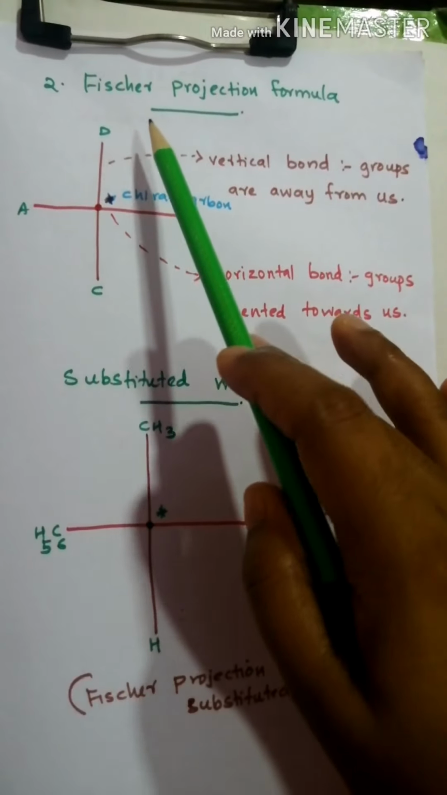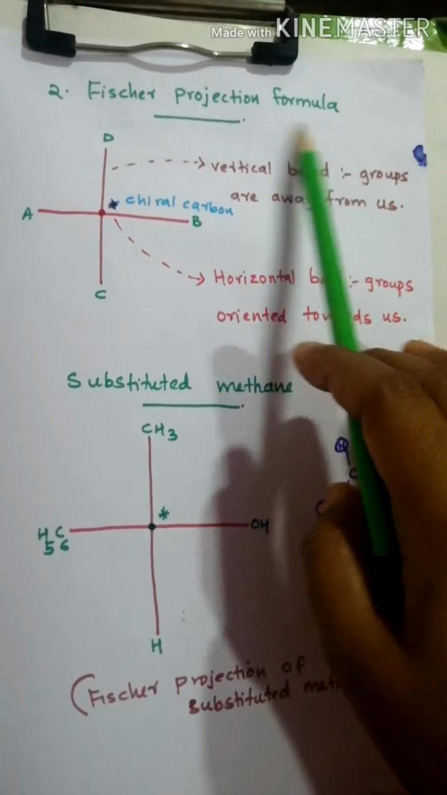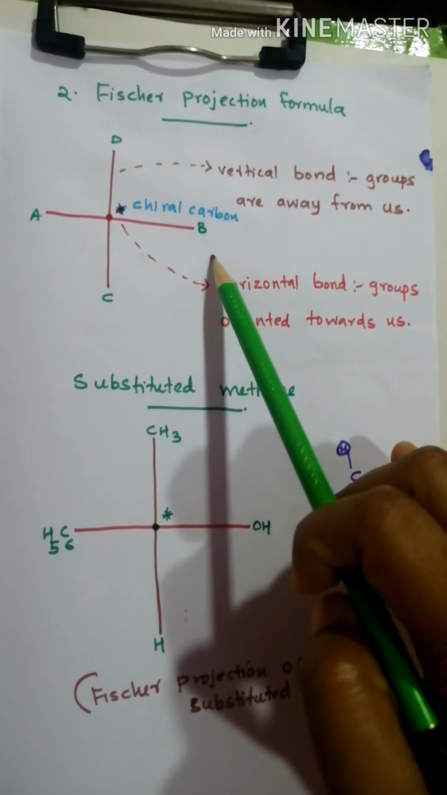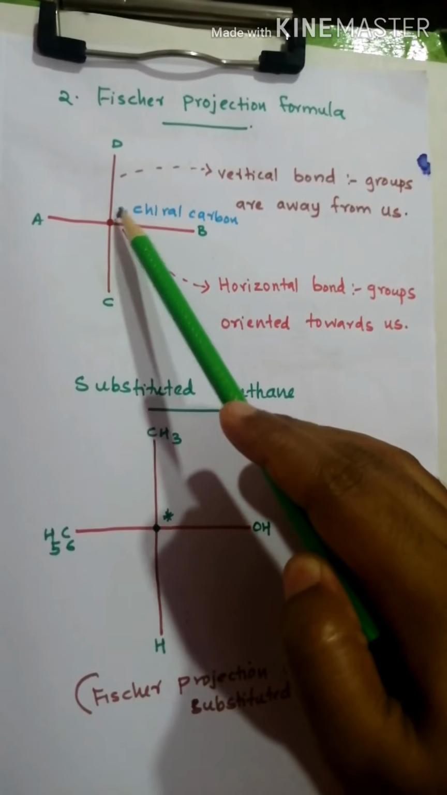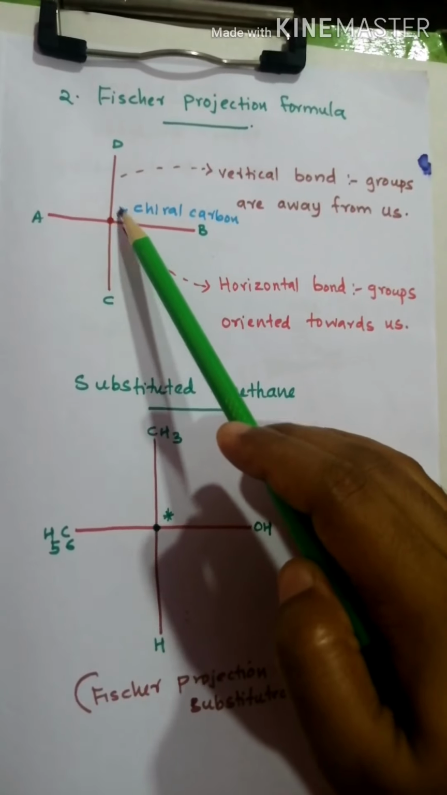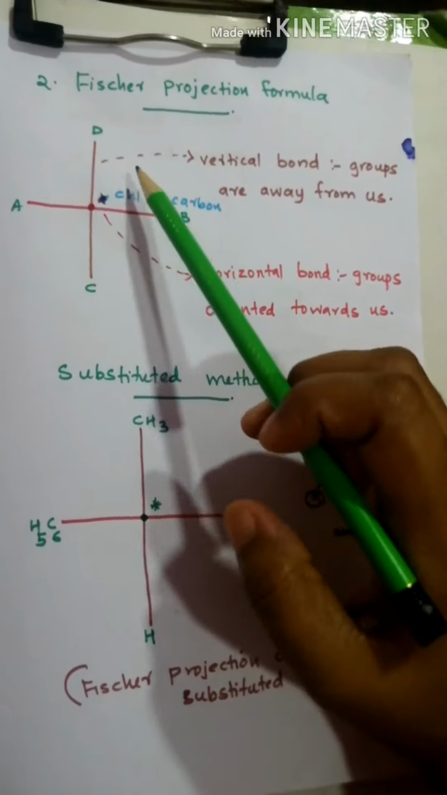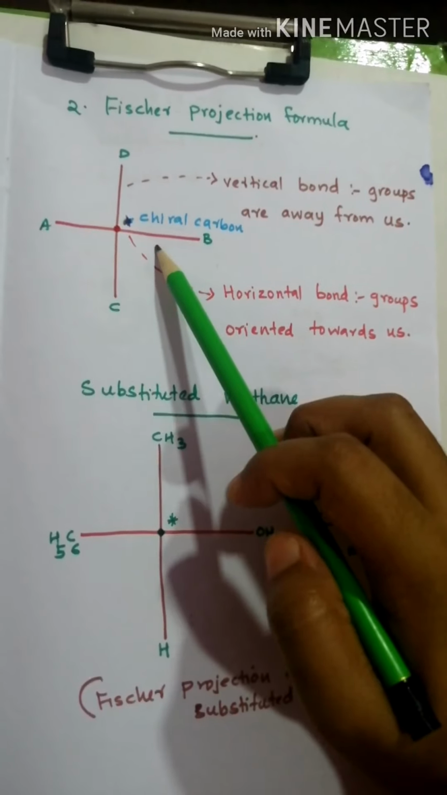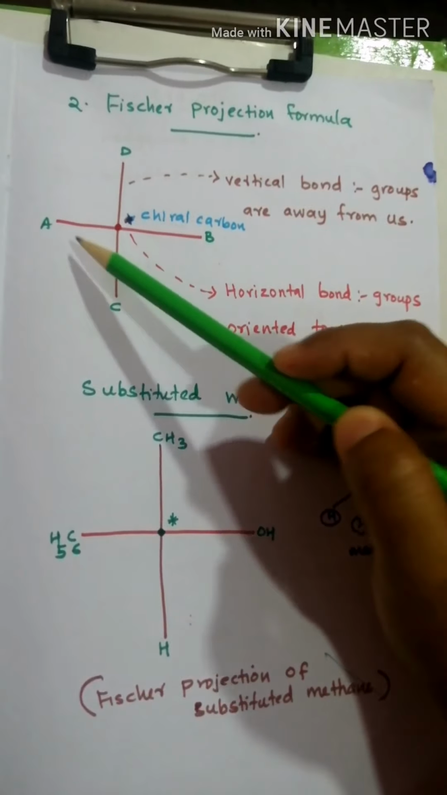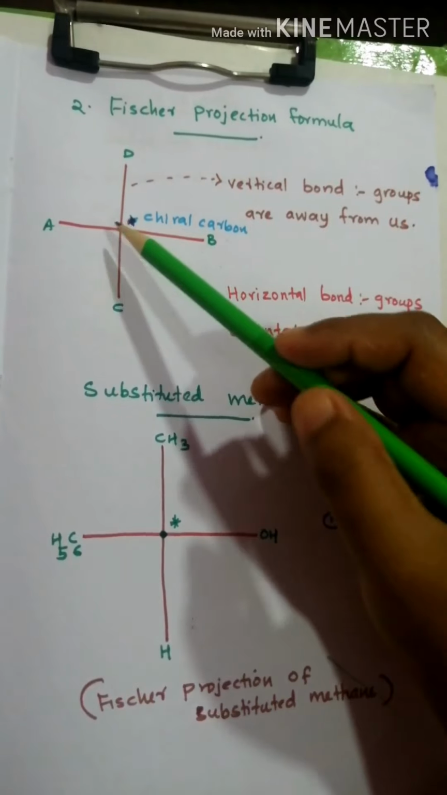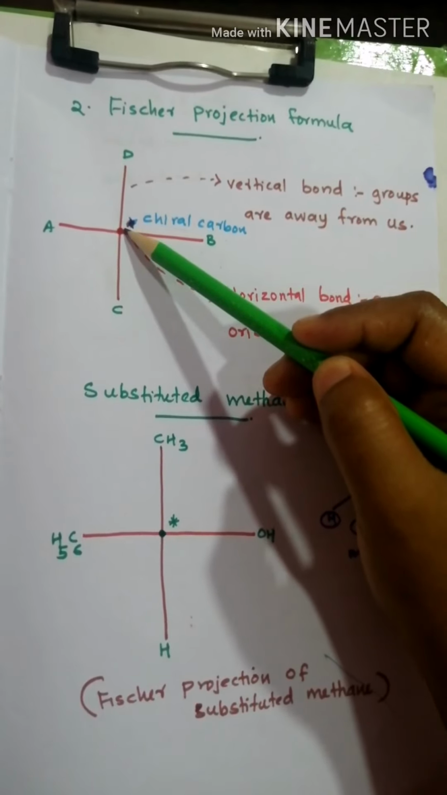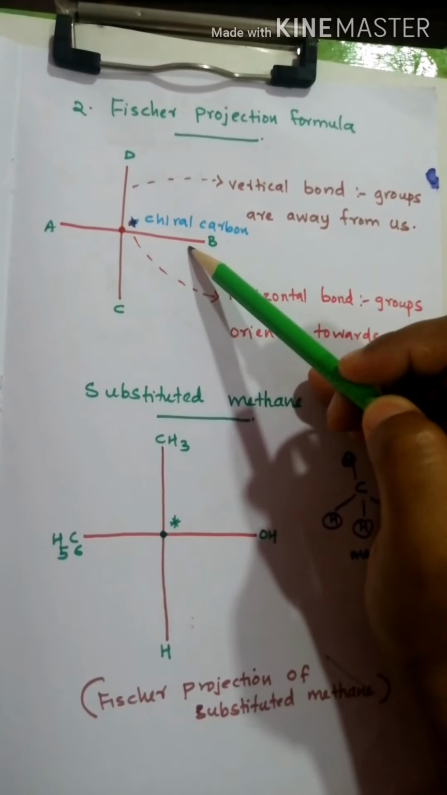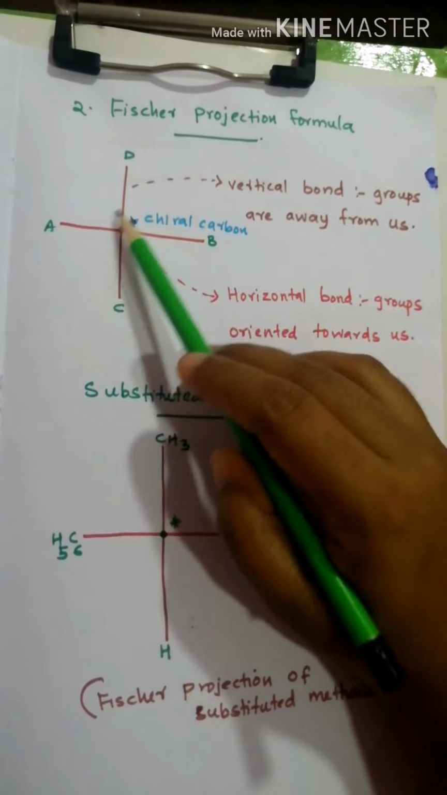Then the second one is the Fischer projection formula. This is the representation of a Fischer projection formula. This dot, or this star marking, represents the chiral carbon. There are two kinds of bonds present here: vertical bonds and horizontal bonds. The carbon attached with D and C has vertical bonds, and the carbon attached with A and B has horizontal bonds.